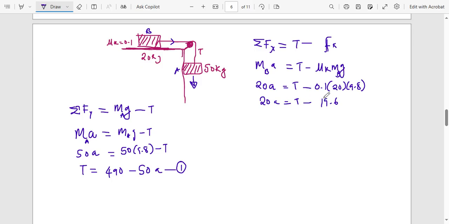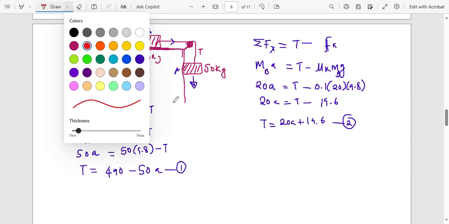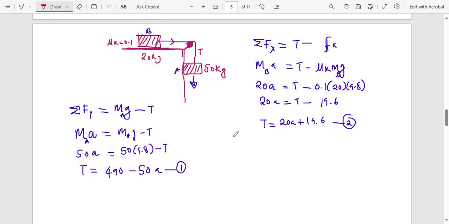I'll make T the subject of the formula. All I would do is get the 19.6 and take it to the other side of the equation, so T will remain alone. We're going to have 20A and then plus 19.6. This will be equation 2. So since we have T is equal to and T is equal to, equate these two equations. So this is going to be 490 minus 50A is equal to 20A plus 19.6.